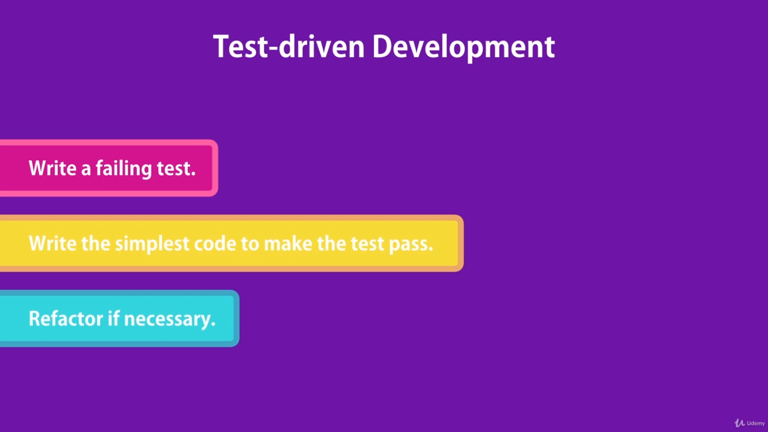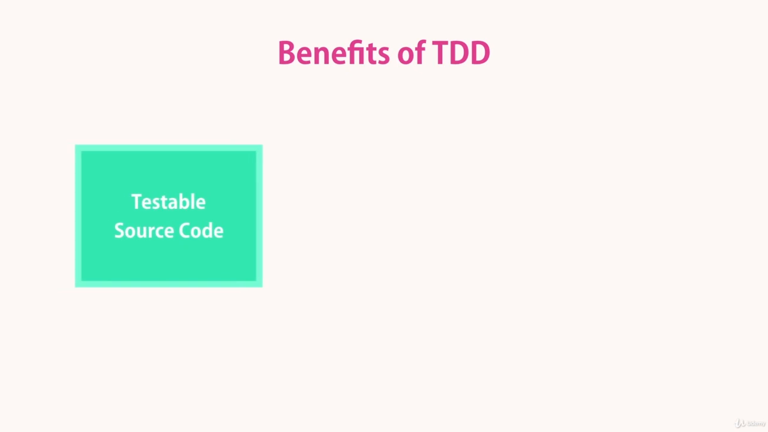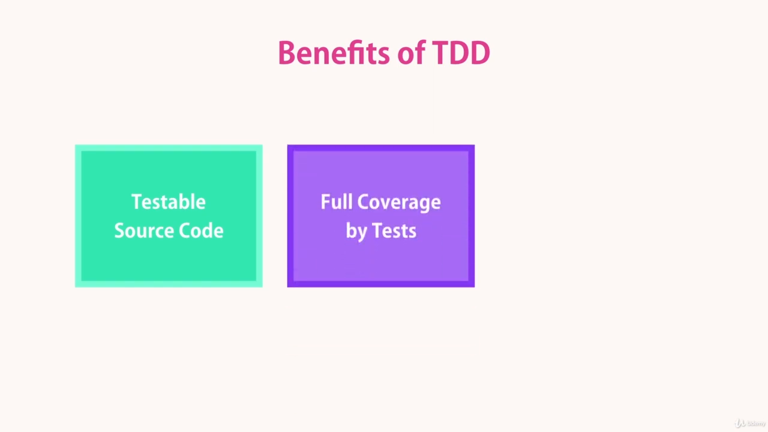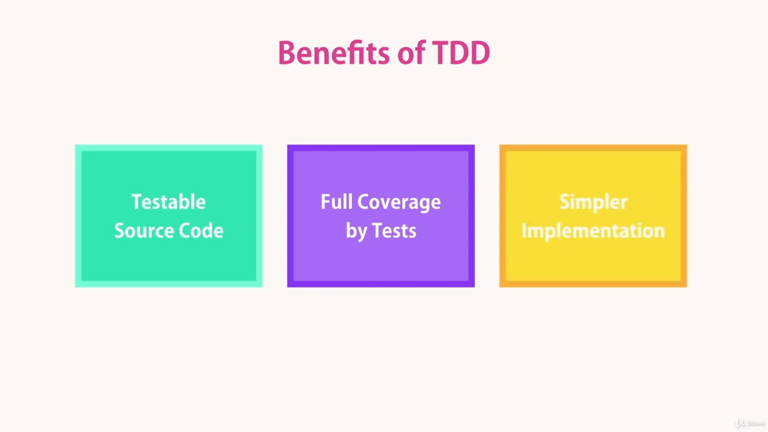Now, what is so special about TDD? Well, first is that your source code will be testable right from the get-go. You don't have to make any changes to your code to make it testable. Second is that every line of your production code is fully covered by tests, which means you can refactor and deploy with confidence. And third is that it often results in a simpler implementation.